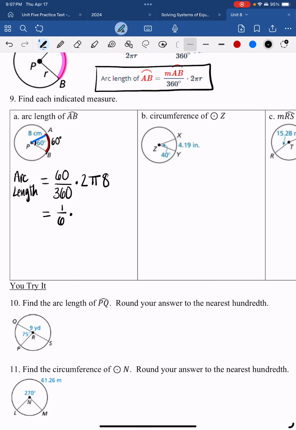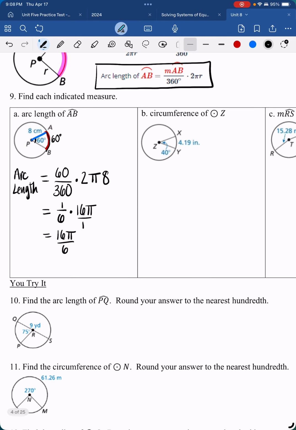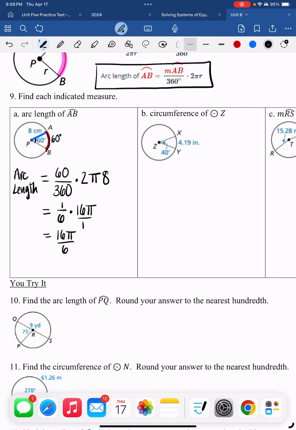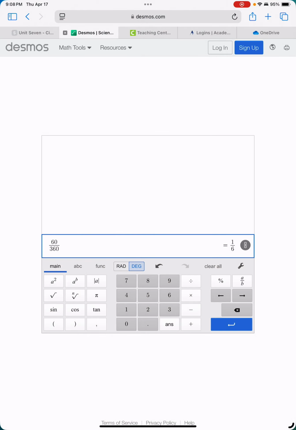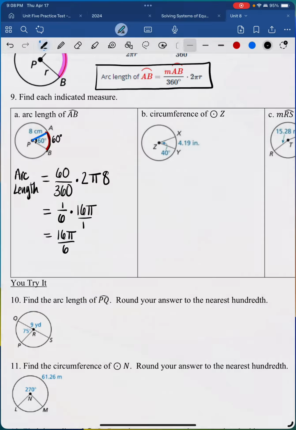And then for the 2 pi times 8, we can multiply 2 times 8 to make 16. Then, like if these were 2 fractions, we can put this over 1, numerator times numerator, denominator times denominator. So 1 times 16 pi is 16 pi. Then we put that over 6. And then one more step. Let's reduce. If you put into your calculator 16 divided by 6, that ends up getting us 8/3.